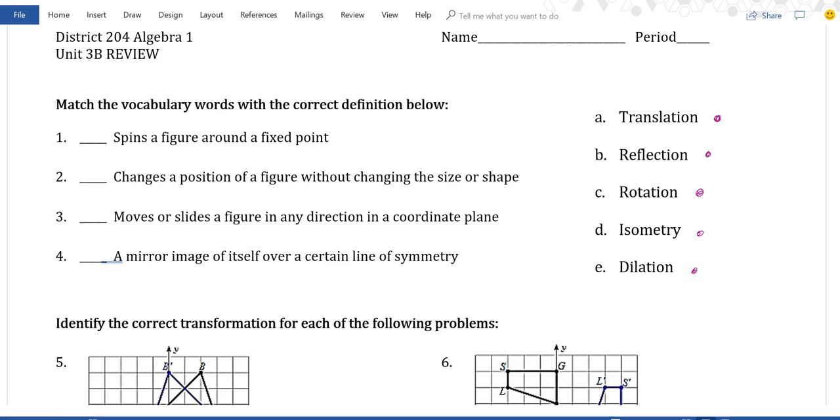So when we're answering these, we have number one, spins around a fixed point. That's going to be our rotation. Changes the position of a figure without changing the shape or size. We said that's our isometry. Moves or slides a figure, that's our translation. And a mirror image of itself over a line of symmetry, there's our reflection.